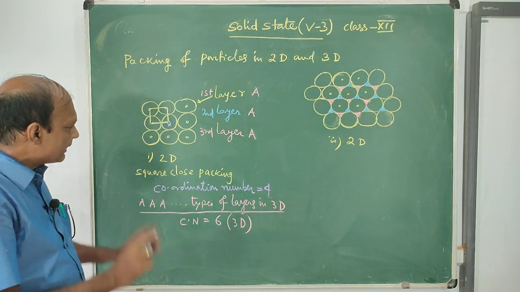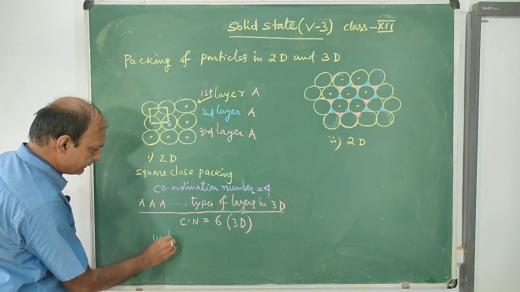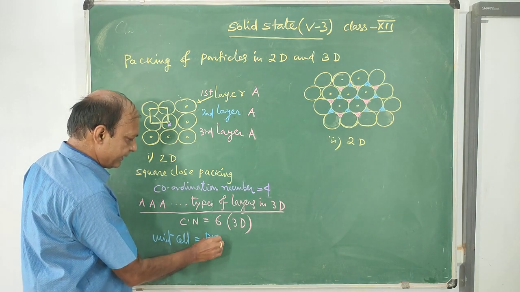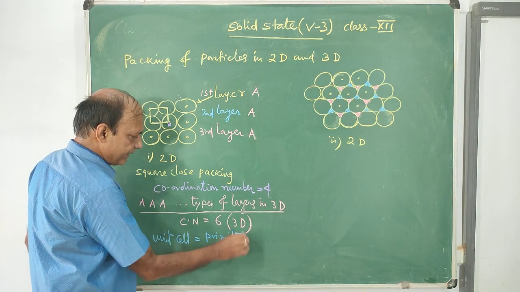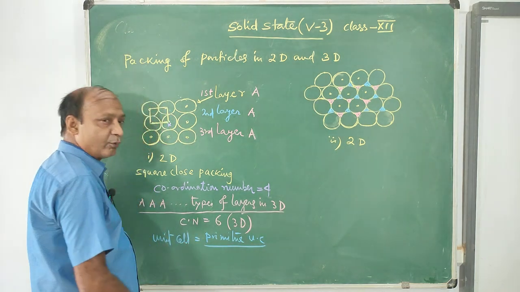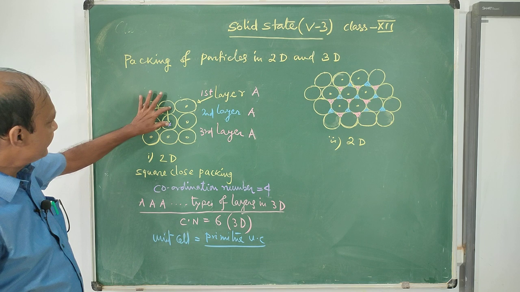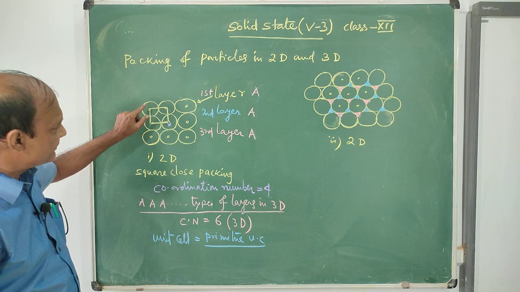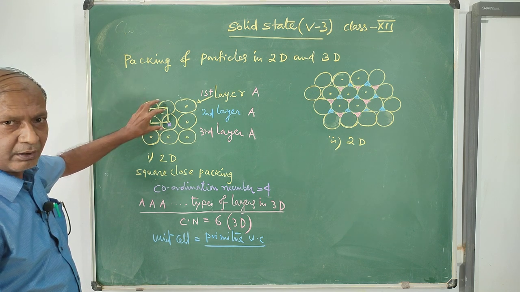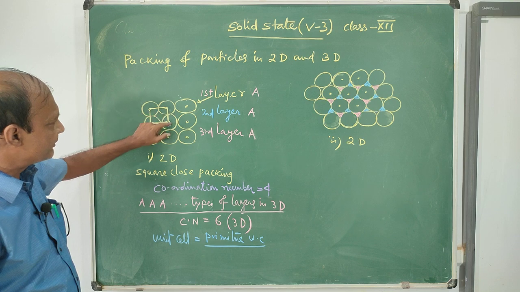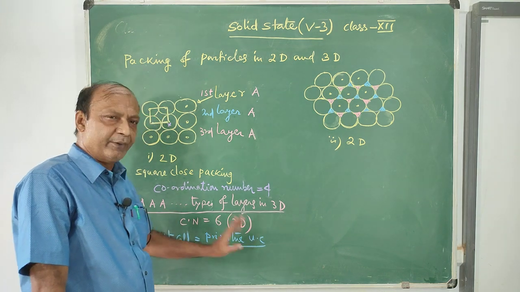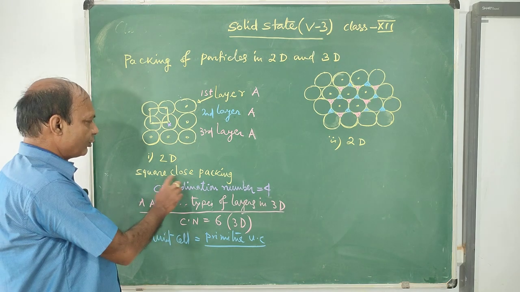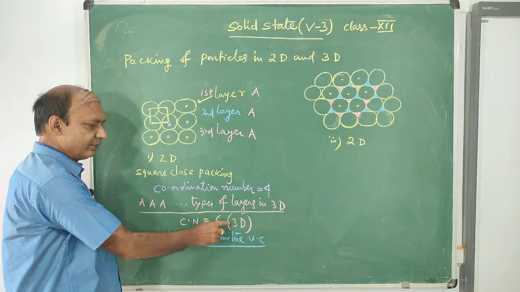So another point is that if you derive the unit cell, it will be primitive unit cell. Why I am telling, see it here, 4 spheres center and another 4 spheres above it. If you join center to center of these spheres, you will get a cube. Only particles will be present at the corners of the cube. So it is a primitive unit cell. So this is all about square close packing in 2 dimensions and square close packing in 3 dimensions.